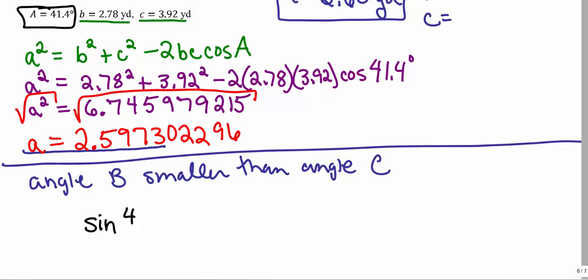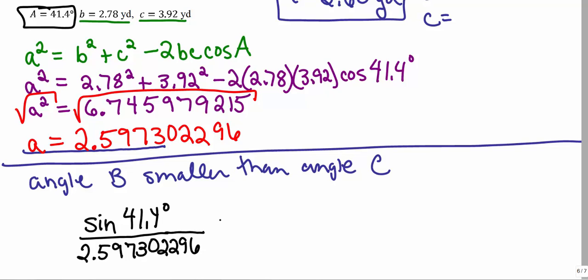Sine of angle A, which is 41.4 degrees, divided by side A. And even though we rounded for our answer, I'm going to use as many digits as I can here. I'm going to go ahead and say that side A is 2.59730. You can even leave that in your calculator. But I'm going to go ahead and use as much as I can so I don't have a rounding error when I go to solve for this angle. We're solving for angle B, so that's sine of B divided by side B, which is 2.78 yards.